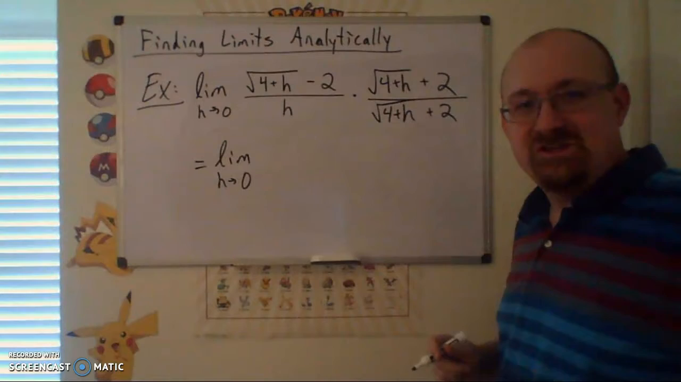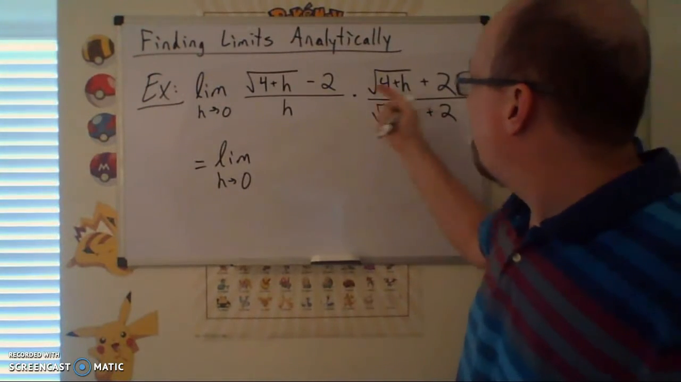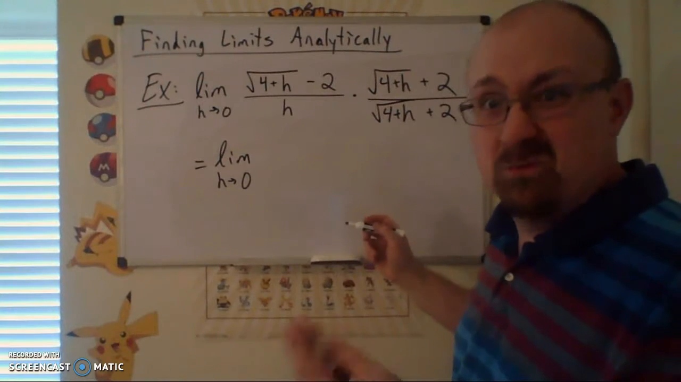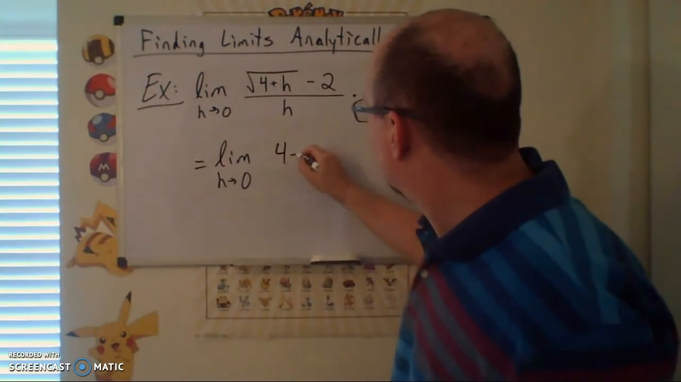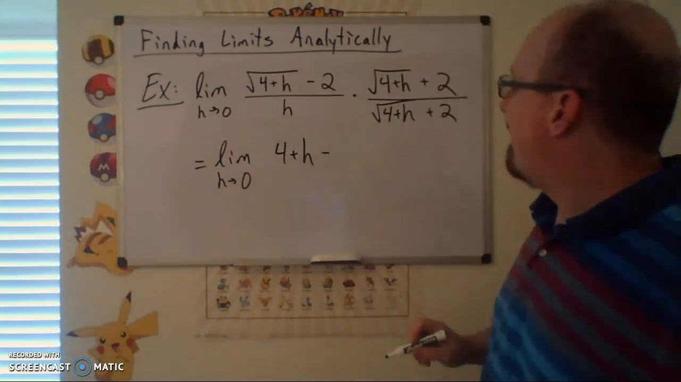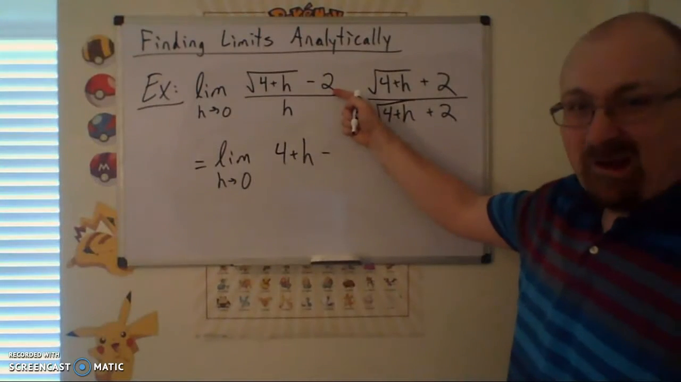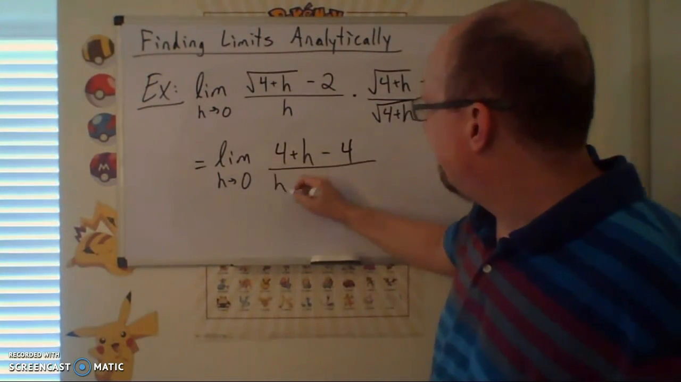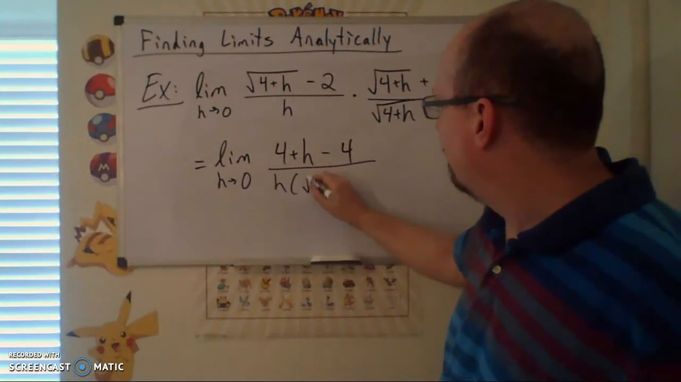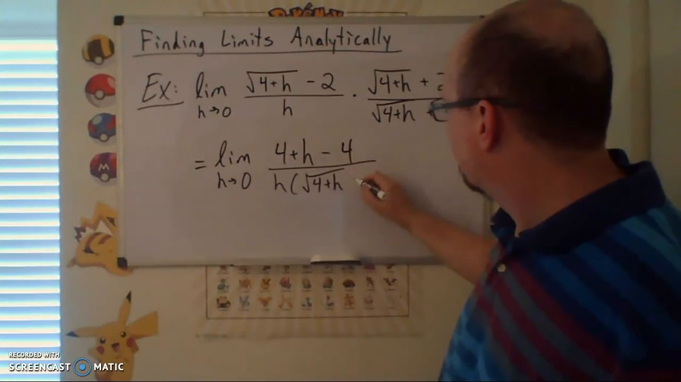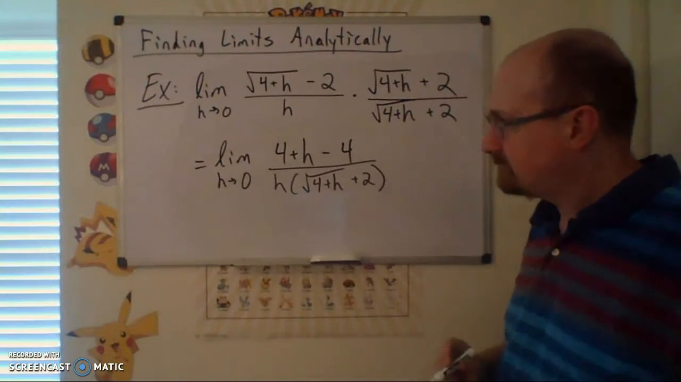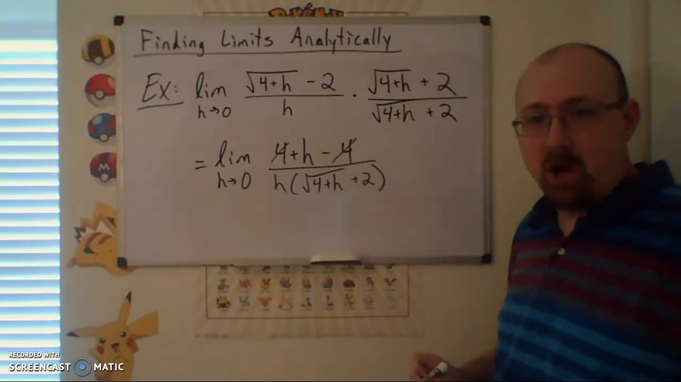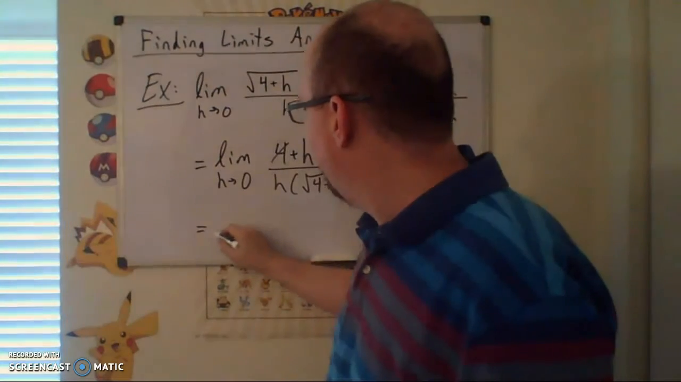So we have the limit as h approaches 0. If we work out what's going on top, this thing times this thing, the square roots go bye-bye, and we're left with 4 plus h minus this guy squared. 2 squared is 4. And then down below, we just have this h from up front hovering around out front of the grossness in the back. And hopefully you see where this is going, because 4 minus 4, boom, they're gone.